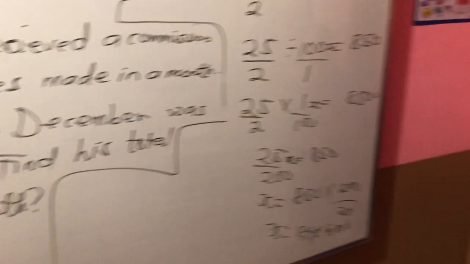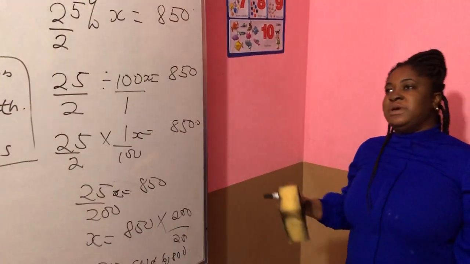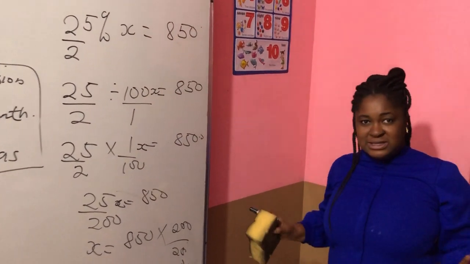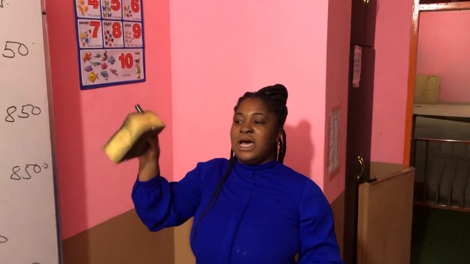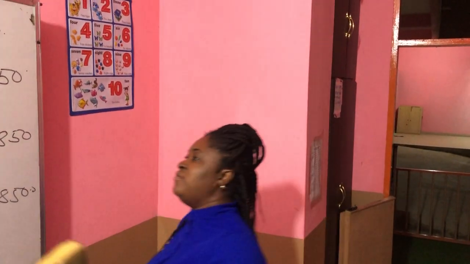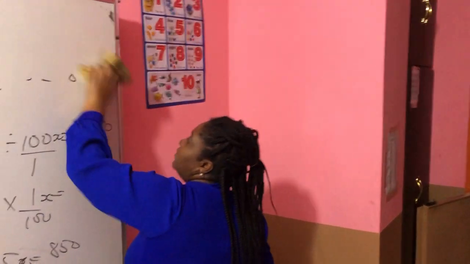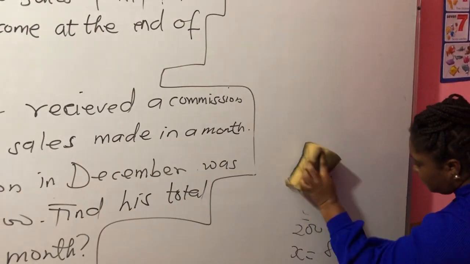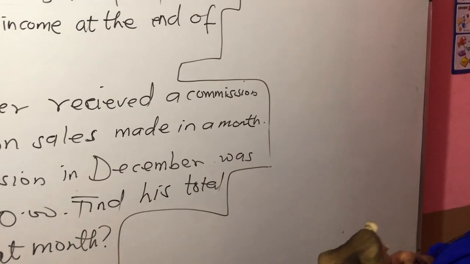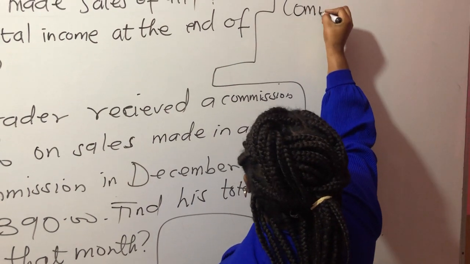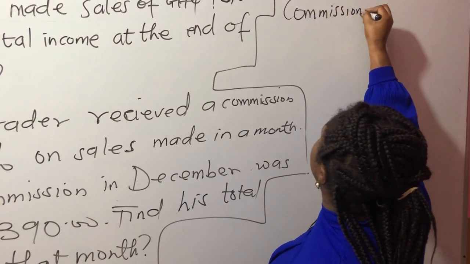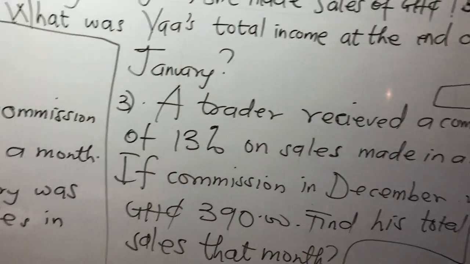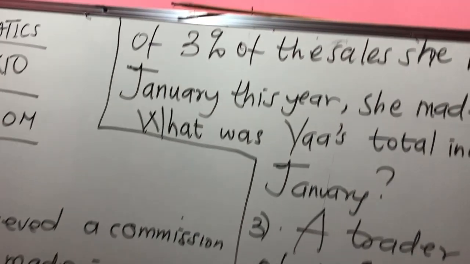Alright? So when you calculate your 3% of 15,000, then you come and add it to her fixed salary that she's taking home. When you do that, you are able to know the total amount of money that Yah is taking home. So let's first calculate her commission. Her commission is 3%. 3% is the same as 3 over 100, don't forget.